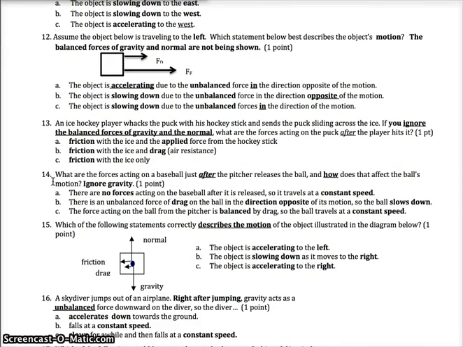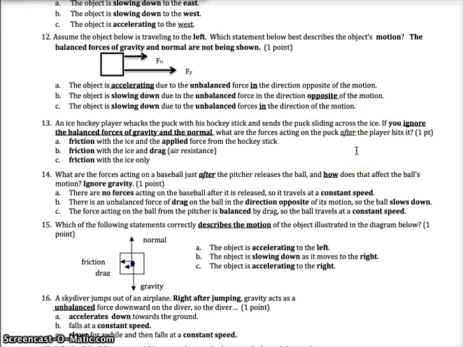13. A hockey player whacks the puck with his hockey stick and sends the puck sliding across the ice. If you ignore the balanced forces of gravity and the normal, what are the forces acting on the puck after the player hits it? So, if you ignore the balanced forces of gravity and normal, what are happening to the forces on the puck after the player hits it?